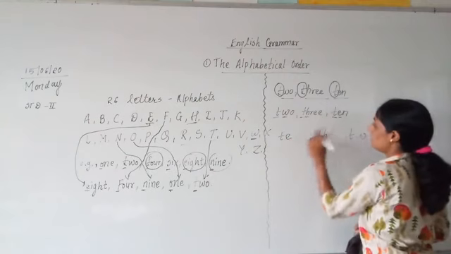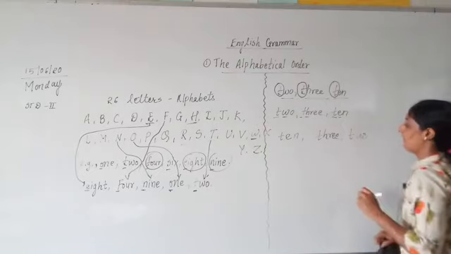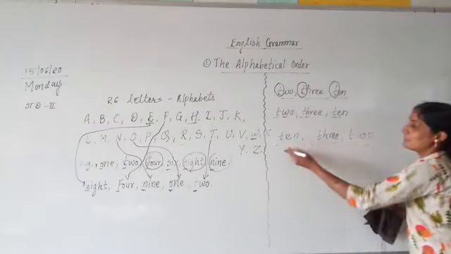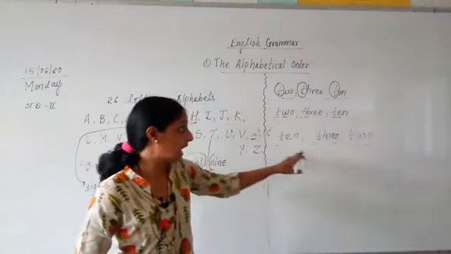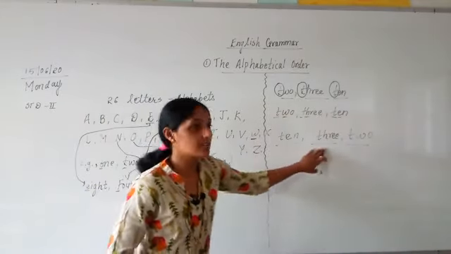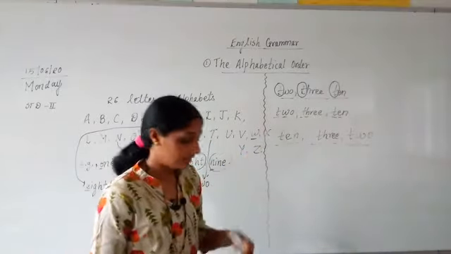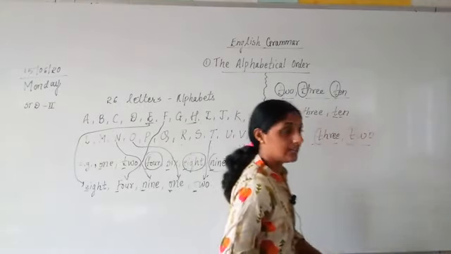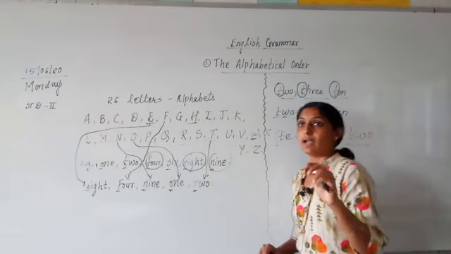Now, T-E-N, 10, T-H-R-E-E, 3 and T-W-O, 2. So these words are in alphabetical order. Understood? These words are in which order? These words are in alphabetical order. If the first letter is same, then you have to see the second letter.